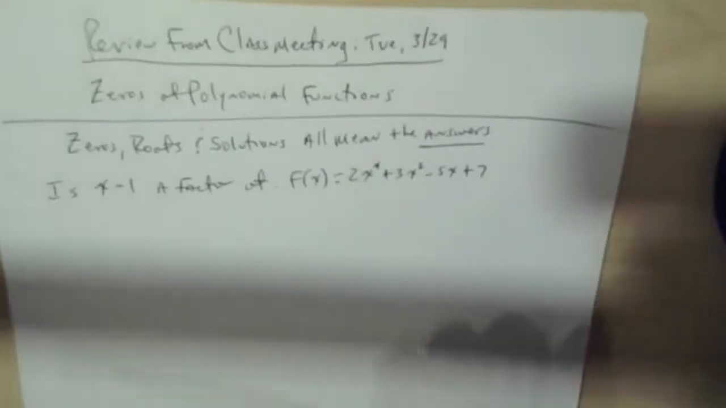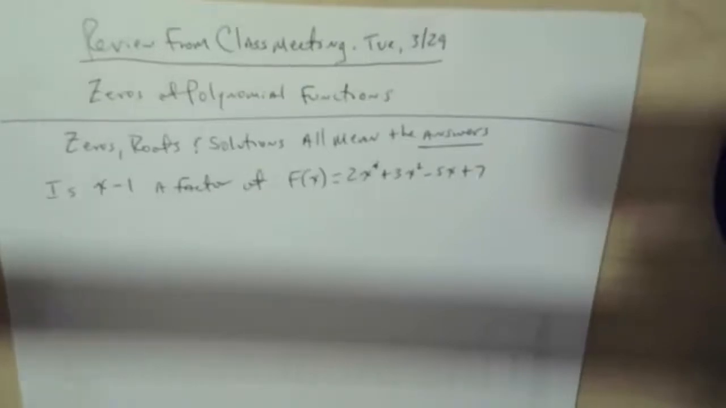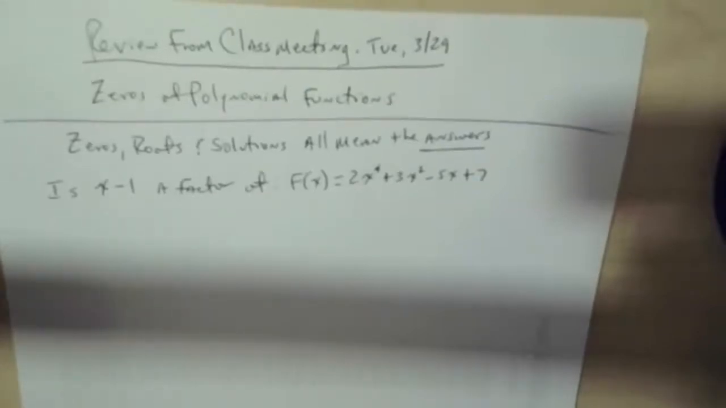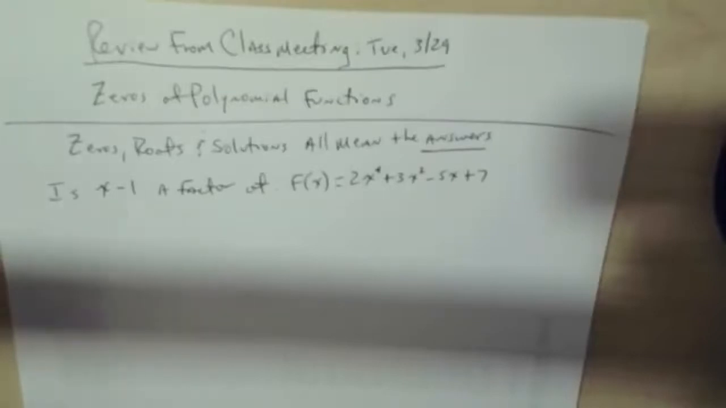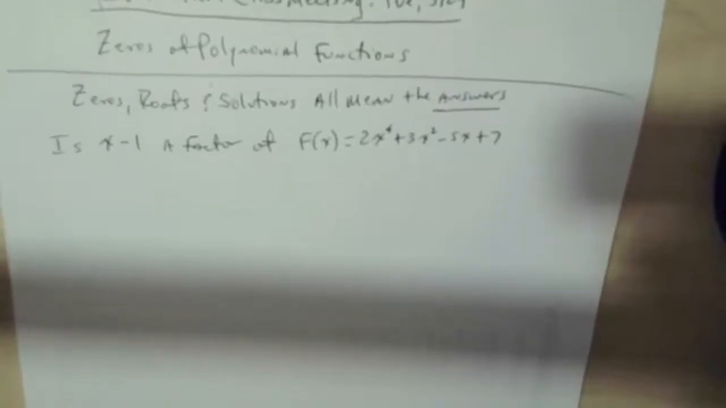This is a review from class meeting Tuesday the 29th, and it was the zeros of a polynomial function. Now, first of all, one of the things I forgot to mention was what is a polynomial? Poly just means many, nomial just means numbers. And zeros, roots, and solutions all mean the same thing. I don't know what they're going to ask you for on the final exam, but zeros, roots, and solutions all mean the answers.